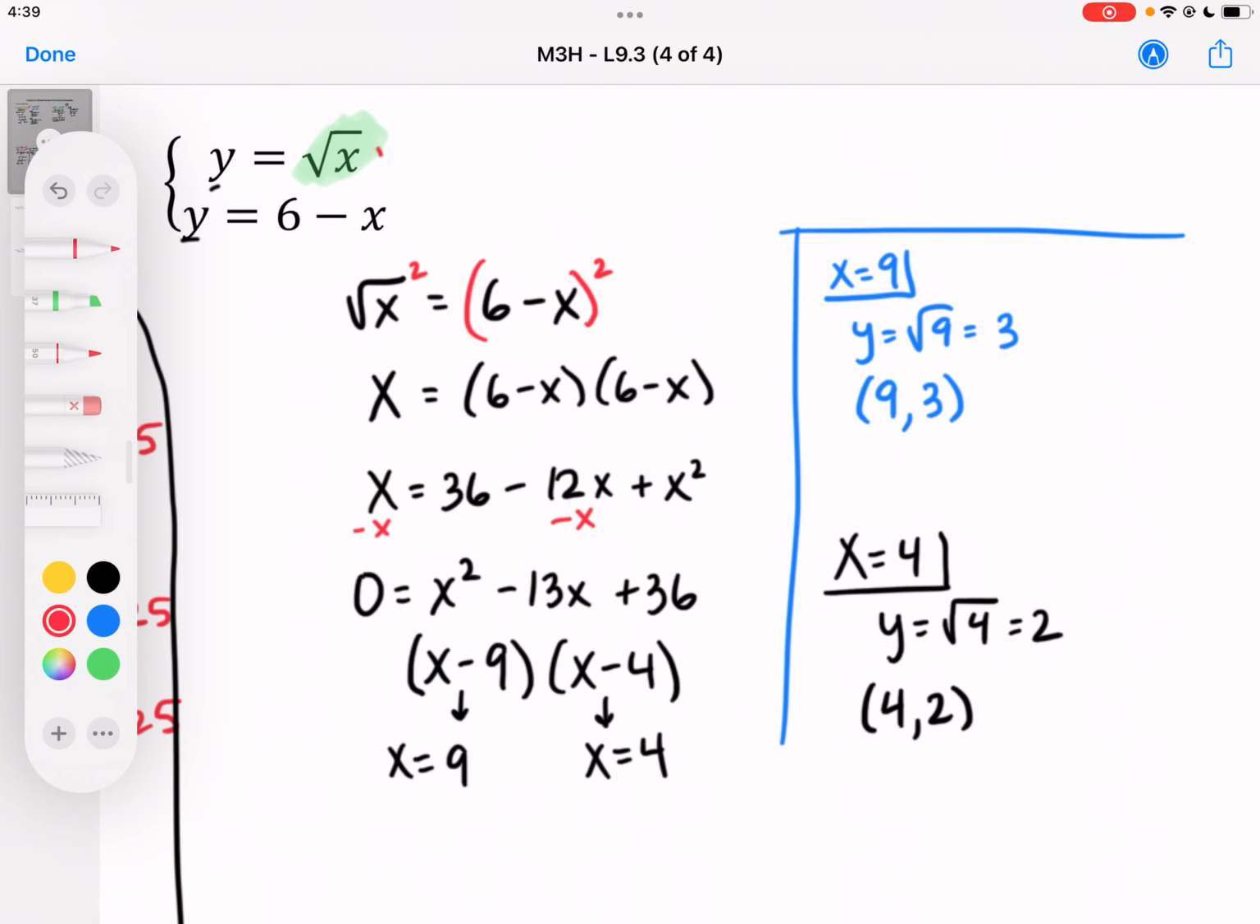Okay, once again, since I used the top equation to find our y values, we're now going to check them with the bottom equation. So we're going to double check, does 3 actually equal 6 minus 9? Well, 6 minus 9 is negative 3, and those are not equal, which means this is actually extraneous.